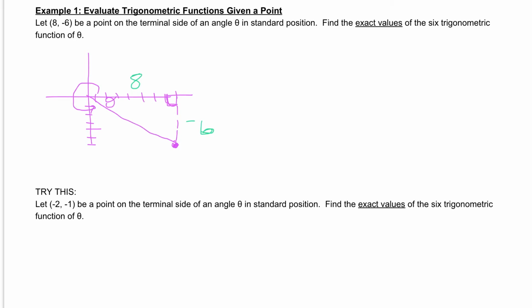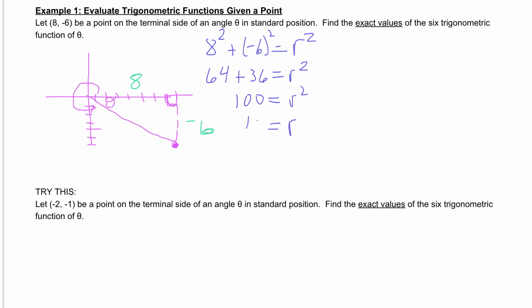Then what we need to do is know what the hypotenuse is. So we're going to use the Pythagorean theorem to find that hypotenuse. So we can take 8 squared plus negative 6 squared equal to r squared. 8 squared is 64. Negative 6 squared is 36, equal to r squared. 64 plus 36 is 100, equal to r squared. So r is equal to 10. So we know this is 10 right here. And now that we have our triangle, we can go ahead and find our trig functions using SOHCAHTOA just like before. So let's go ahead and do that.